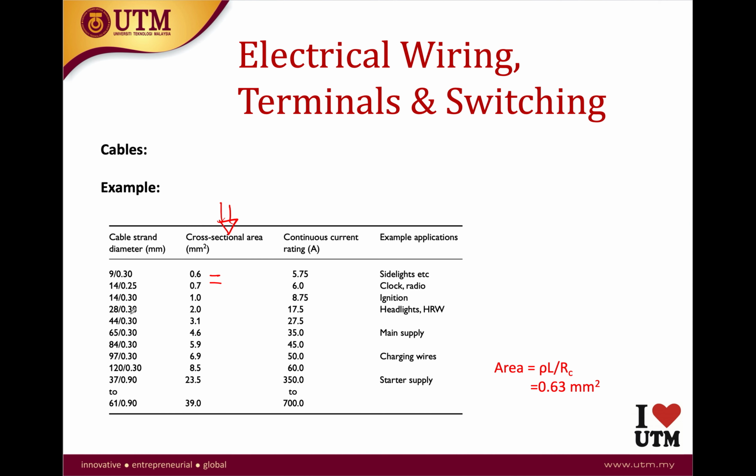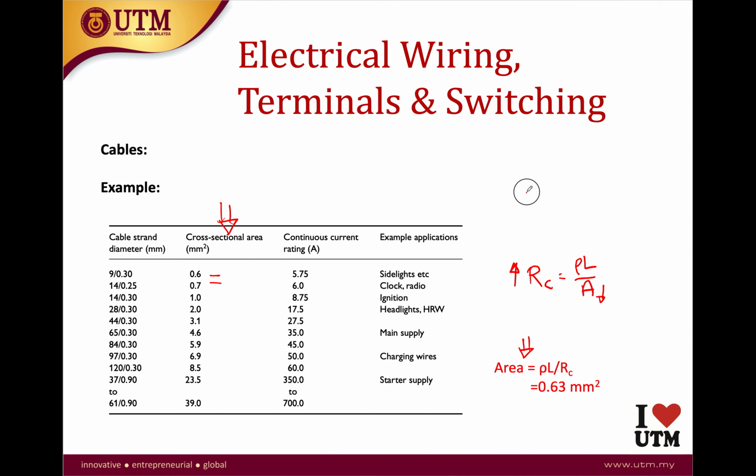Okay, so from here you have two choices, either you choose 0.6 or 0.7. So which one would be the better one, to go 0.6 or to go 0.7? Coming back to this one, if we choose 0.6, let's revisit our equation. You have rho L over area. If you choose a smaller area, you increase the cable resistance.